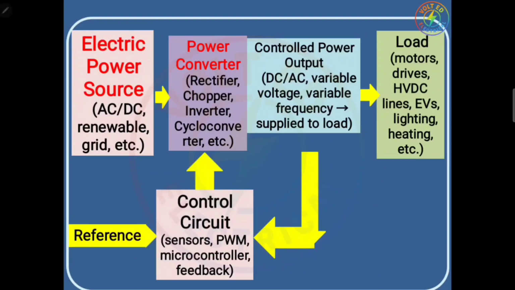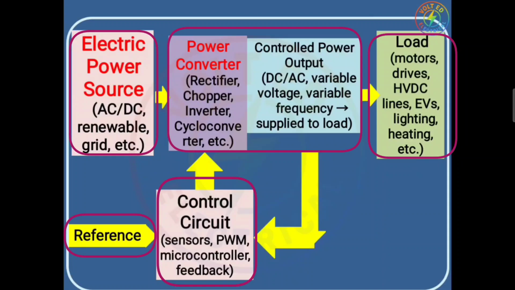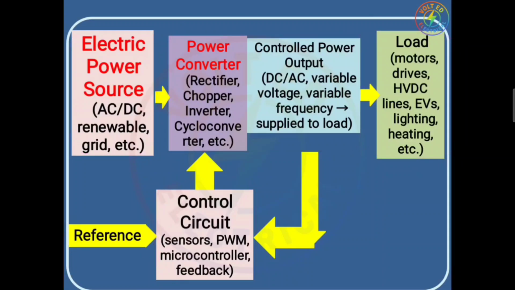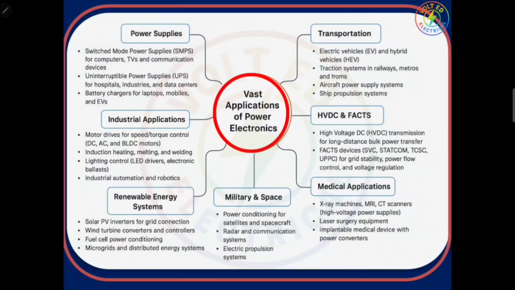Finally, there is a reference signal. This reference signal represents the desired output condition. The control circuit compares this reference with the actual output and makes correction through feedback. Okay, let's see the use of power electronics in the real world.